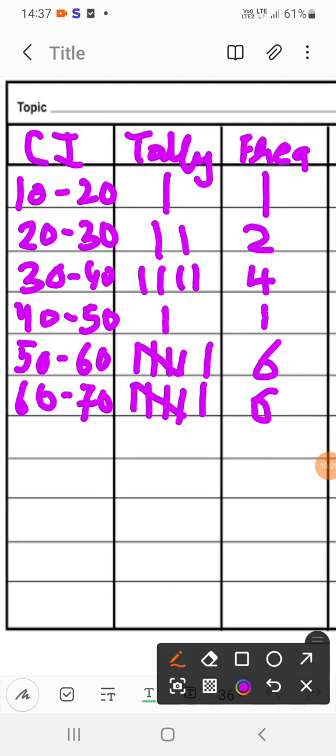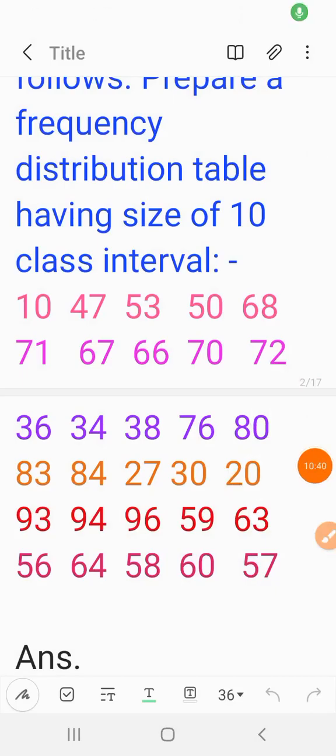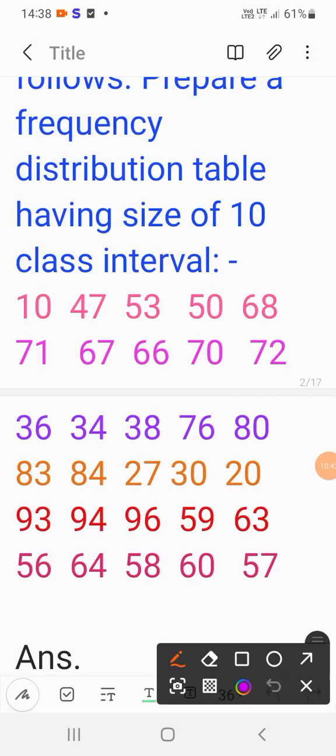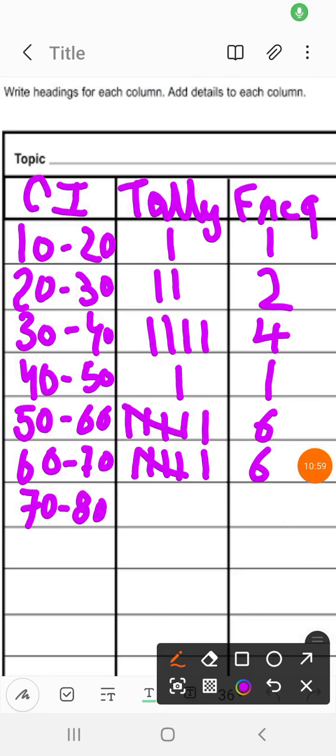And now we have to find for the class interval 70 to 80. So for 70 to 80, we have this 1, then 2, then 3, and then 4, and in the rest we don't have any. So the tally would be 4. So for the 70 to 80 class interval, we have tally as 4, and the frequency would be 4 as well.